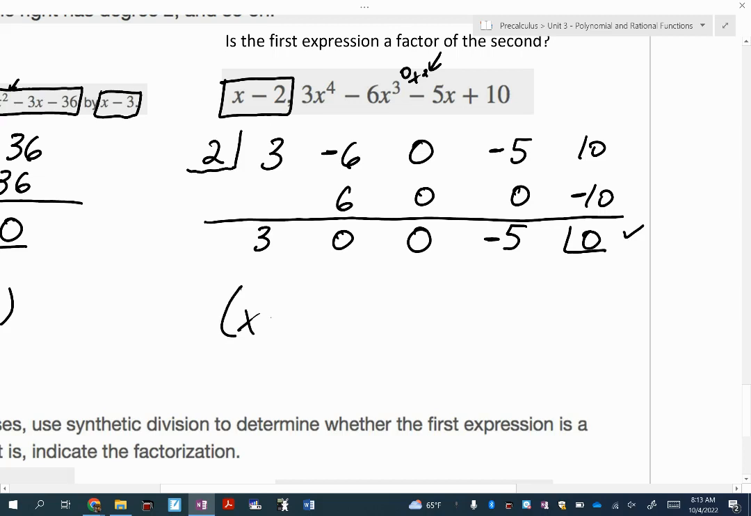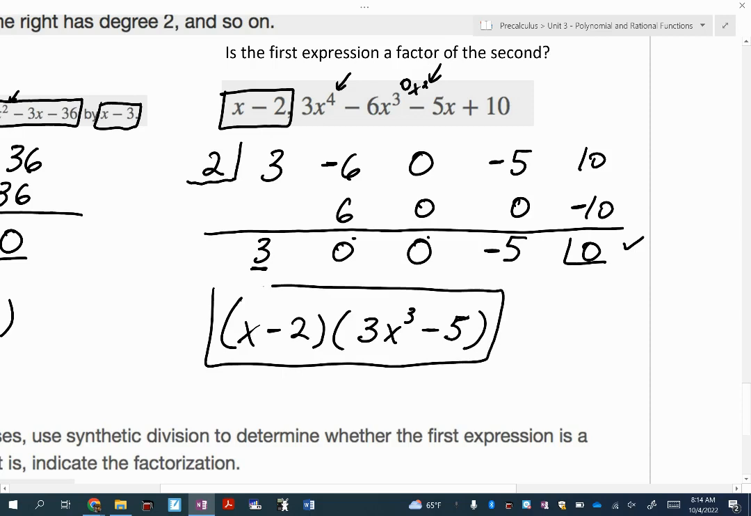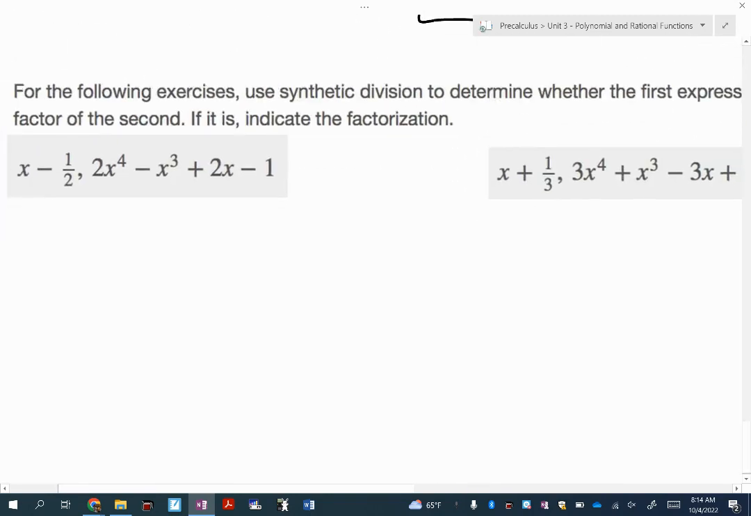And if you wanted to write down the other factor, go 1 less than x to the fourth power, which is x cubed. Take that 3 as your coefficient of the first one. I don't have x squared. I don't have x to the first power, but I do have minus 5, the constant. Okay, so if you were to multiply these two together, you would end up getting this dividend. All right, let's do 2 more.